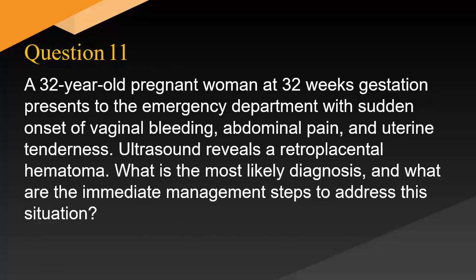A 32-year-old pregnant woman at 32 weeks gestation presents to the emergency department with sudden onset of vaginal bleeding, abdominal pain, and uterine tenderness. Ultrasound reveals a retroplacental hematoma. What is the most likely diagnosis and what are the immediate management steps to address this situation?